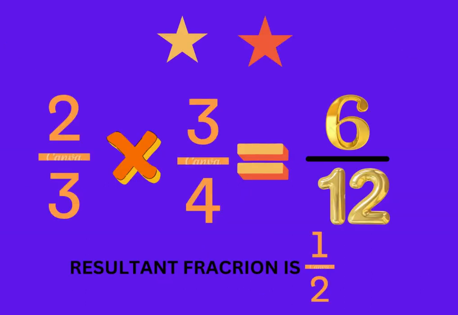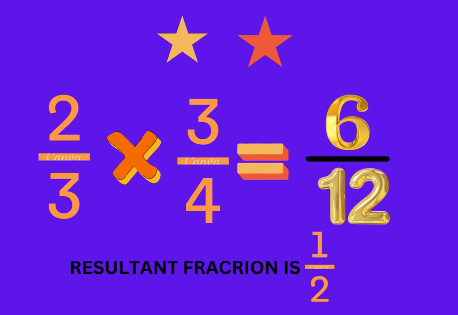Okay, let's see this. 2 by 3 multiplied by 3 by 4 is equal to, what comes, 6 by 12, and it can be reduced to the lowest term also. So for lowest, 6 and 12 both come in the table of 6. So we divide both the numbers by 6 and the resultant fraction is 1 by 2.